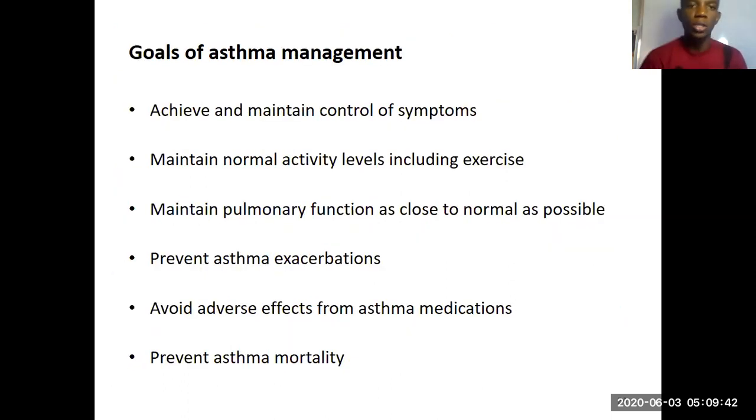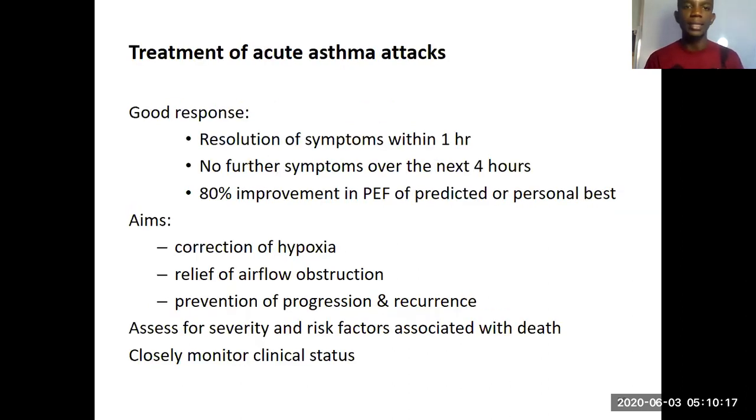Now, what are the goals of asthma management? Okay, one, we need to achieve and maintain control of symptoms. Two, we need to maintain normal activity levels, including exercise. Three, we need to maintain pulmonary function as close to normal as possible. Four, we need to prevent asthma exacerbation. Five, we need to avoid adverse effects from asthma medications. And six, we need to prevent asthma mortality.